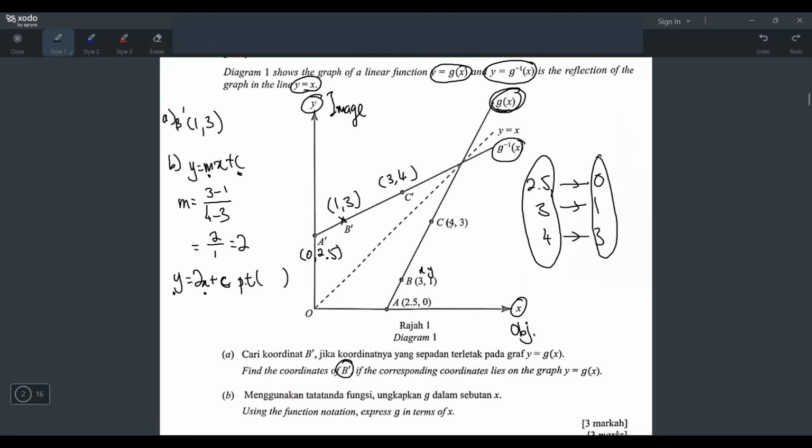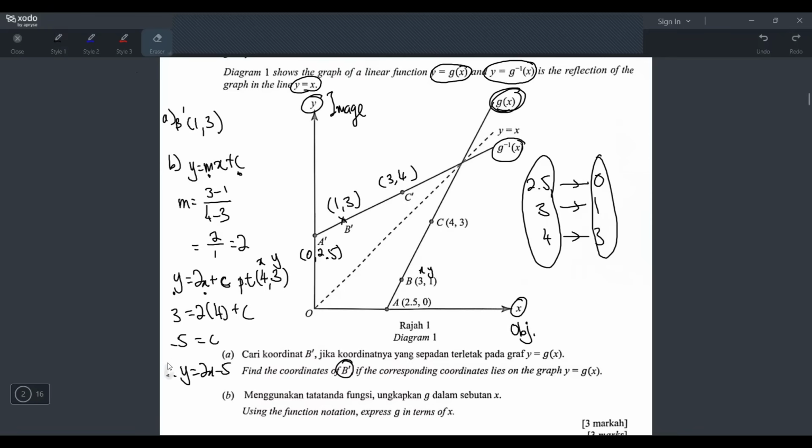Point A, point B, or point C. So any of these points you can sub inside. But let's use point C, 4,3. But if you want to use 3,1 or 2.5,0, you will get the same answer. So x I will sub 4, y I will sub 3. And after I sub, I can find my c. So y is 3, it goes to 2x, x is 4, plus c. So your c will be 3 minus 8, which is -5. So your answer comes out already: y equals 2x minus 5.